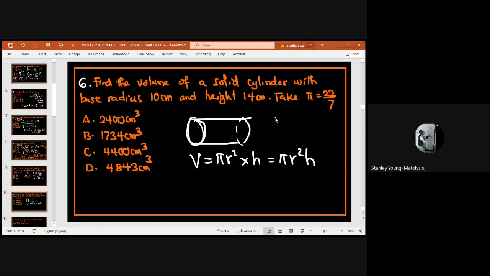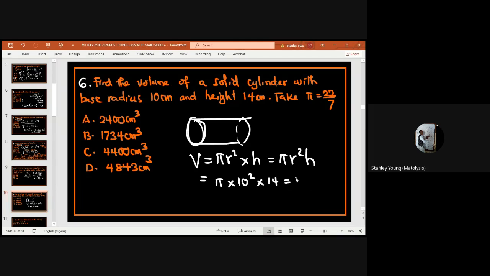If I give you something like a rectangular prism, the volume would have been cross-sectional area, length times breadth times what? Let's say this is height. So it would be length times breadth times height in the end. But let's focus on what we have. We need the volume. So this is going to be pi. We have the radius as 10, squared. Then we have the height as 14.